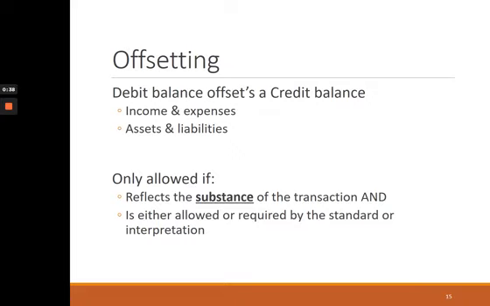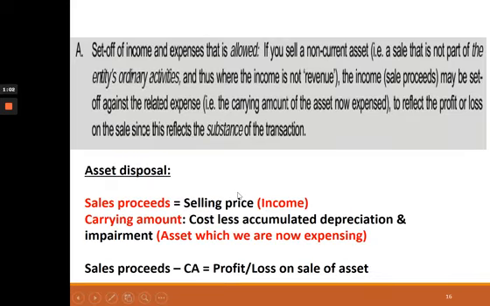But this is only allowed if, firstly, it reflects the substance of the transaction. So what is really going on? That would be your substance of the transaction. And it's also allowed if it is allowed or required by a standard or an interpretation. So let us look at some examples that deal with offsetting.